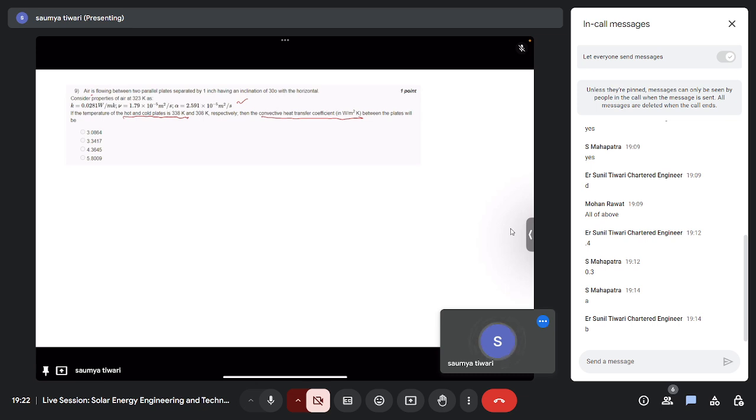Okay, anybody got any answer? If not, you can also write the values you have got for Rayleigh number and Nusselt number while solving this question.